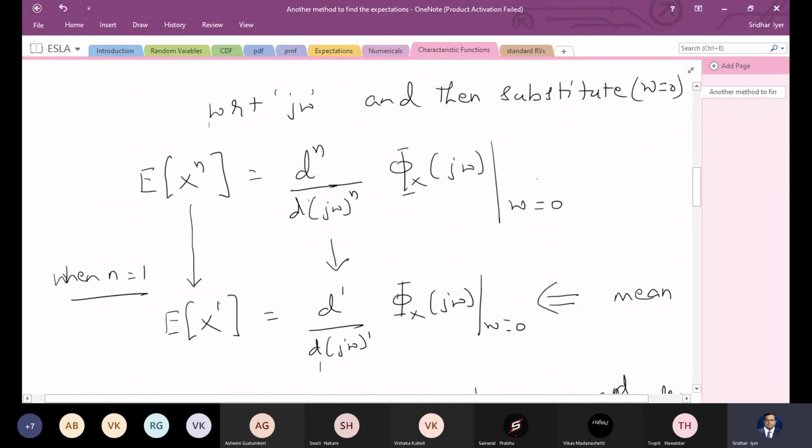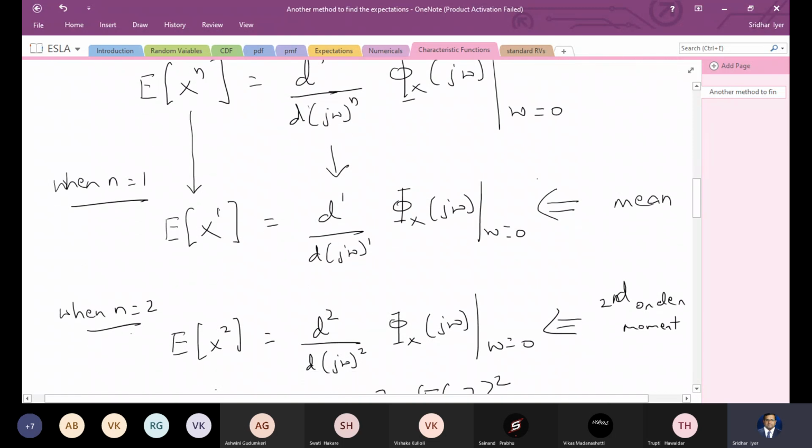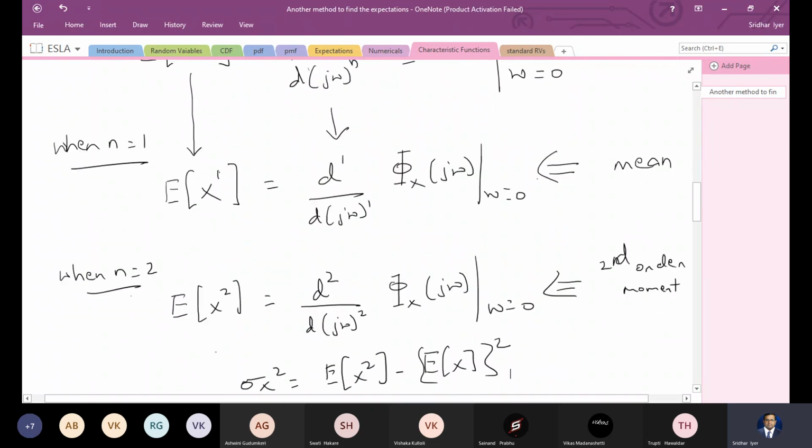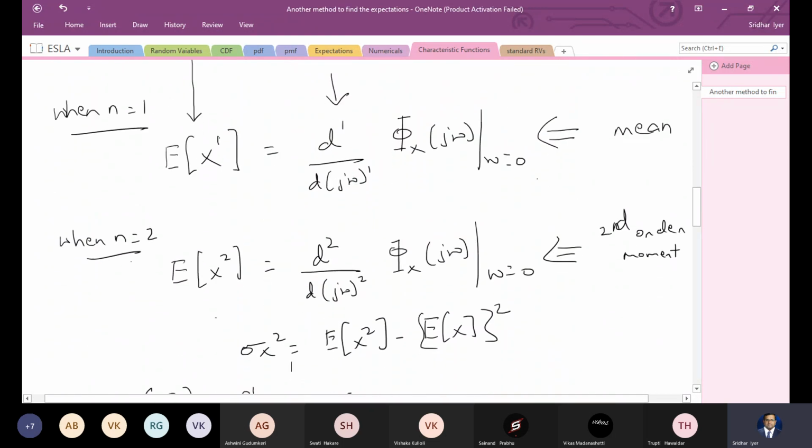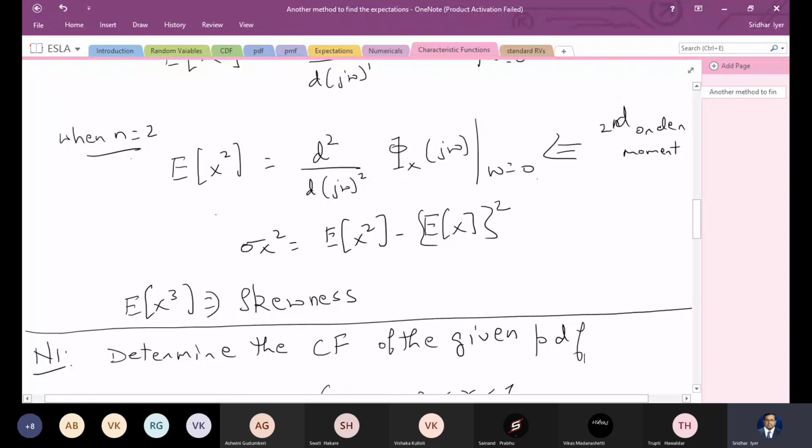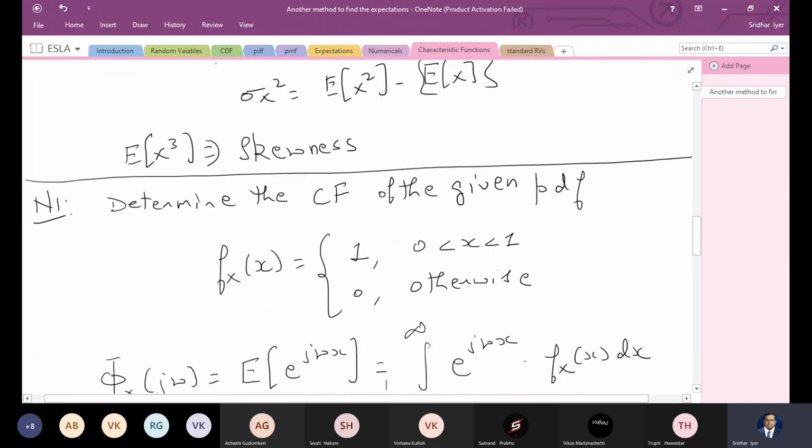When n is 1, you get the mean value. When n is 2, you get the second order moment, and then you can use that variance equation to find the standard deviation, that is E of x square minus E of x the whole square. So this will be useful for us in solving the numericals.